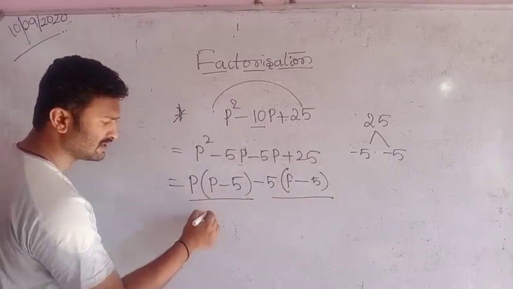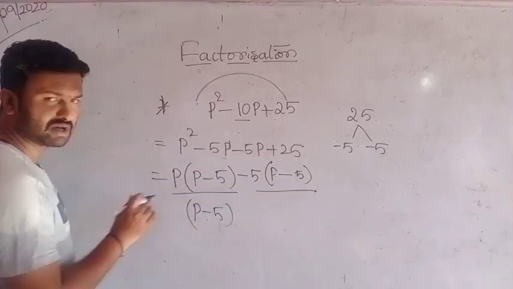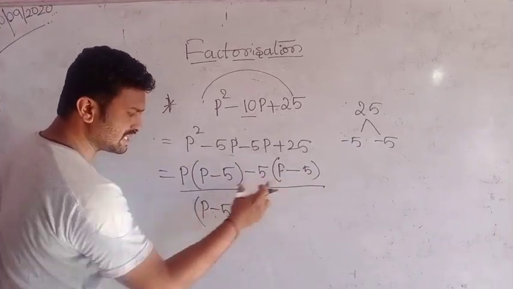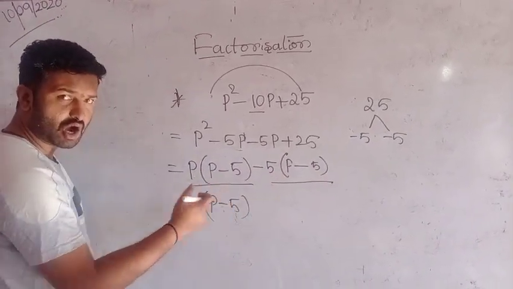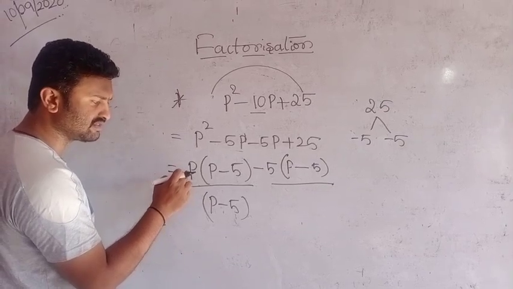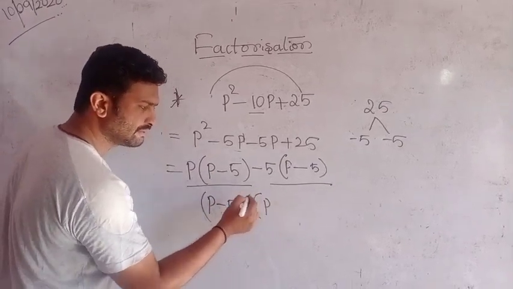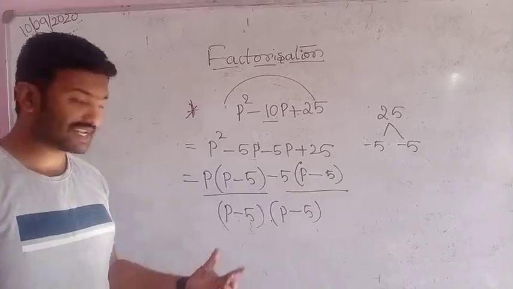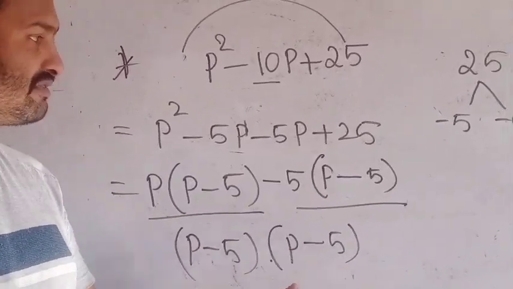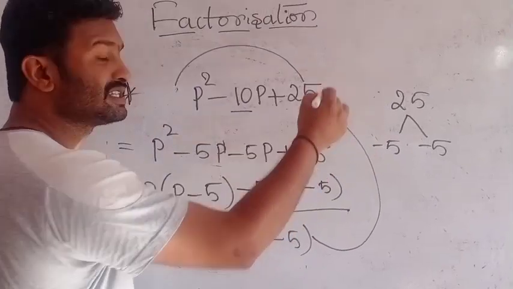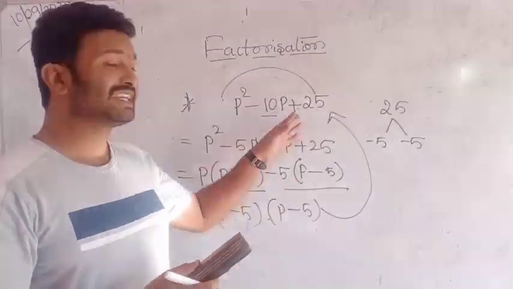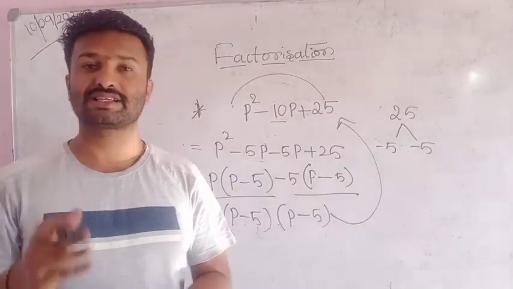And in the first and second term, is there any common? p minus 5 is the common. Here p minus 5, here also p minus 5. I'll take p minus 5 outside. What remains after taking p minus 5 common outside? In the first term p remains. Here in the second term minus 5 remains. p minus 5 and p minus 5 are the factors of this expression. This is the way how to find the factors of a quadratic expression in your exercise.